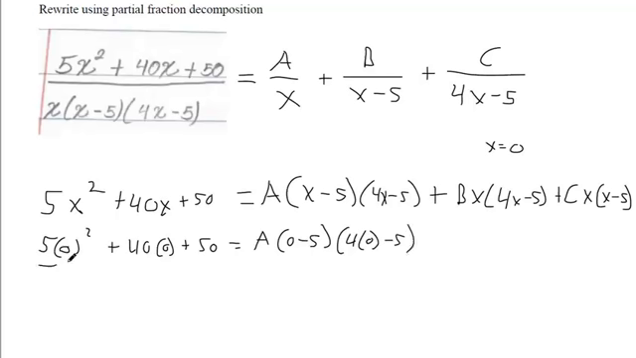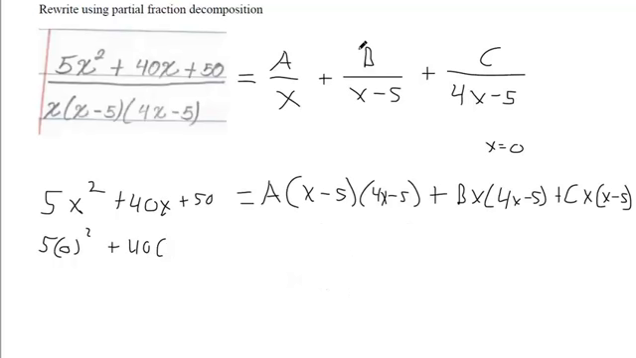Then if you solve that equation, this is 0, 0, so we got 50 on the left side. And then you got A times negative 5 times negative 5. So that's going to be 25 times A. If you solve for A, you should get A equals 2. So there, we found out one of them. We know that 2 is supposed to be in the numerator. And you repeat that process.